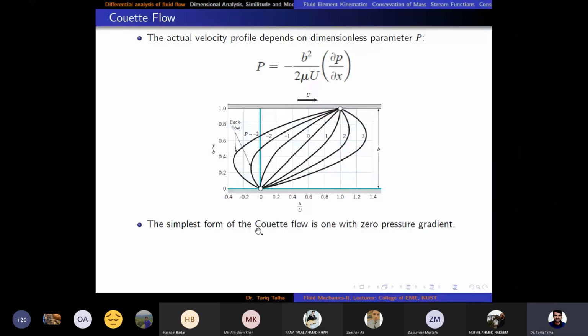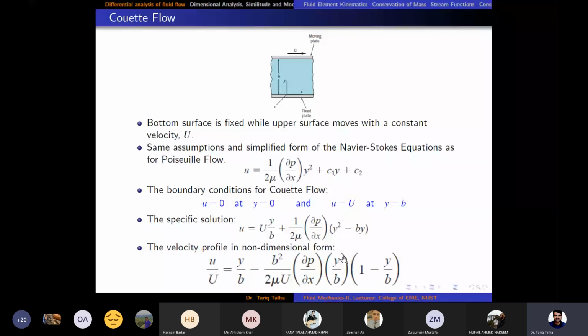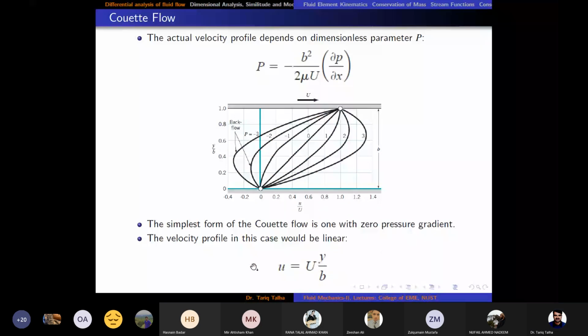So the simplest form of the Couette flow is one with zero pressure gradient. The straight line here is showing p parameter equal to zero. That is the simplest case, and in that the velocity profile is, if you see this equation and the second term is equal to zero, then u is equal to y upon b into capital U. So this is the velocity profile in this case, which would be linear. These were the two cases which we needed to discuss in chapter number 6.